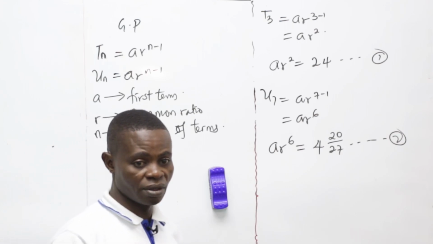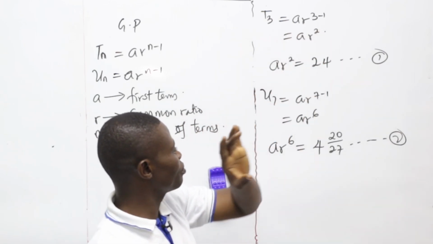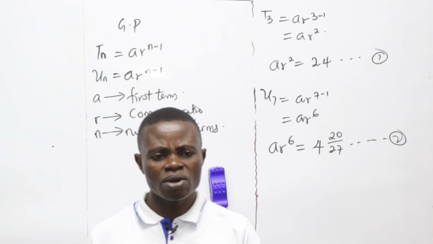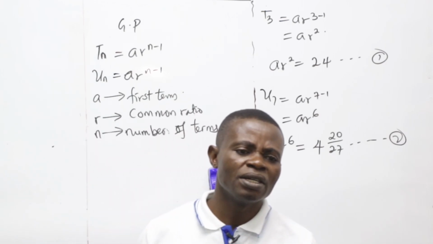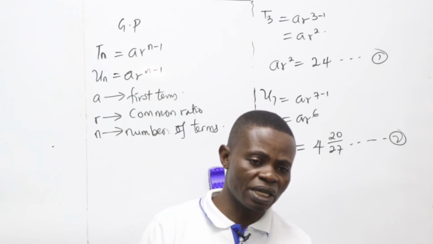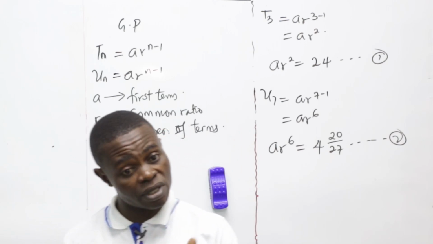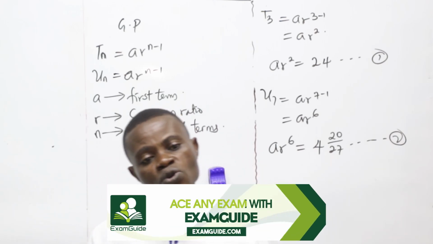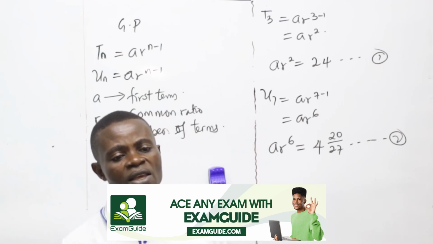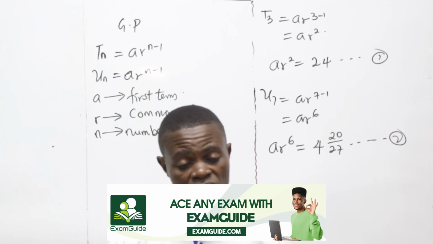To get the solution to this, we'll have our first equation and our second equation. In GP, to get your common ratio, simply take the second term divided by the first term, or the third term divided by the second term, or the fourth term divided by the third term. Or we go by multiplication if division is difficult for you. You will look for a number which, when you multiply it with the first term, will give you the second term.